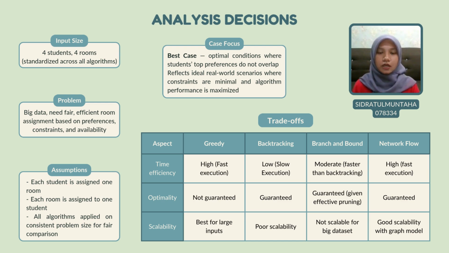Finally, looking at the trade-offs, greedy and network flow are fast, but only network flow guarantees optimal results with good scalability, while the backtracking and branch and bound guarantee optimality but struggle with time and scalability.